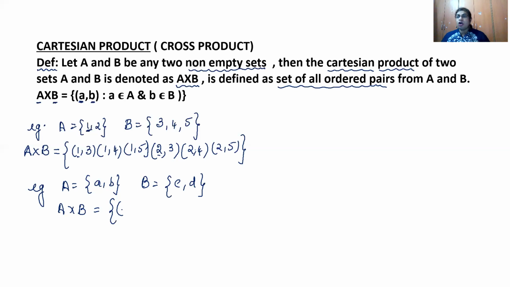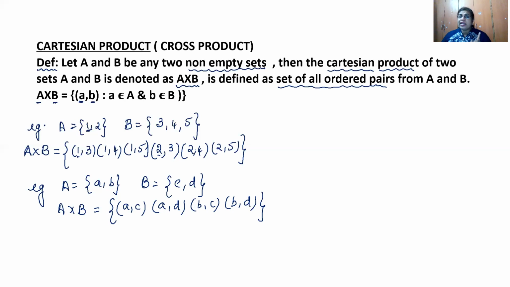and pair it with all the elements of B. Okay, so A comma C, then A comma D. Next, I take the second element of the first set and pair it with all the elements of the second set. So it is B comma C and B comma D. Okay, so from this, one more idea comes to my mind.